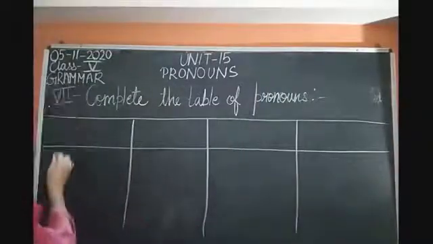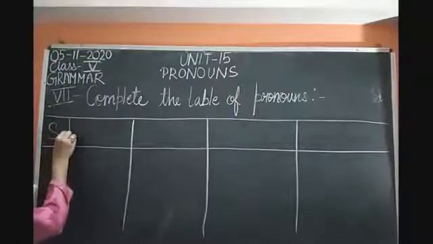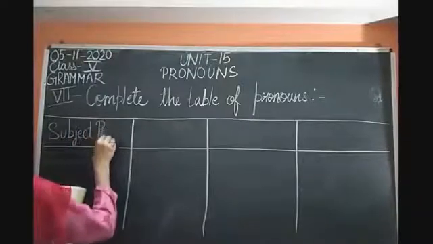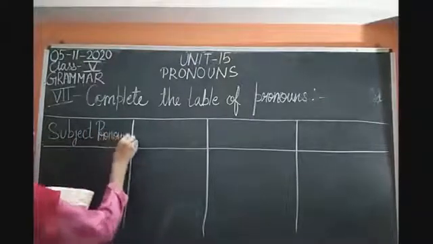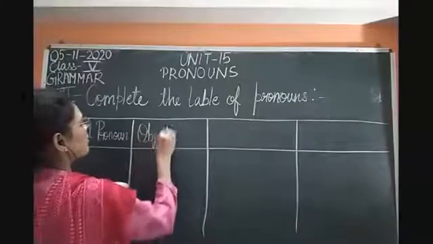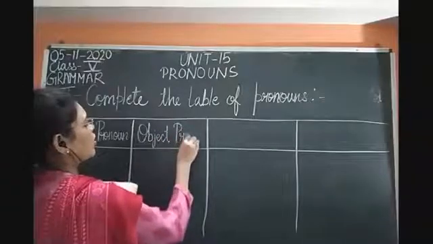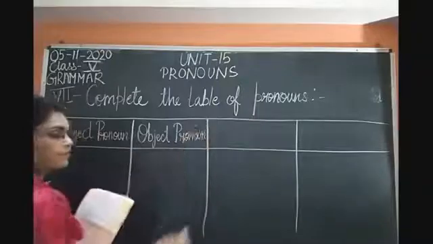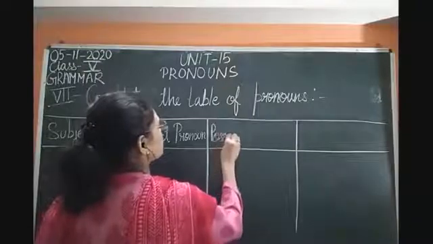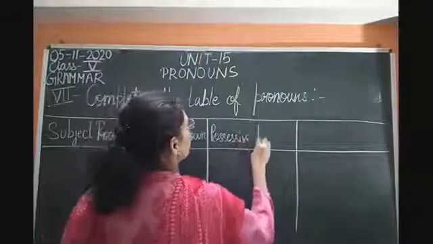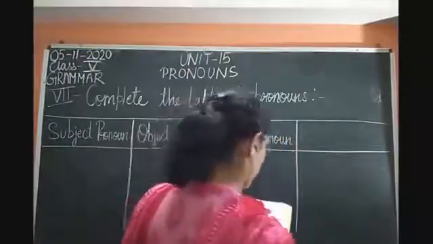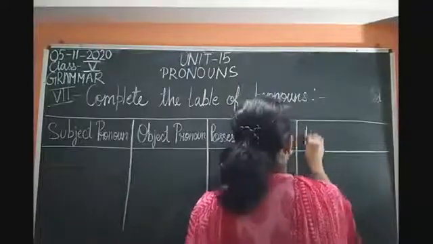First column is of subject pronoun. The second column is of object pronoun. Fine. Then the third column is possessive pronoun. And the fourth column is of reflexive pronoun.